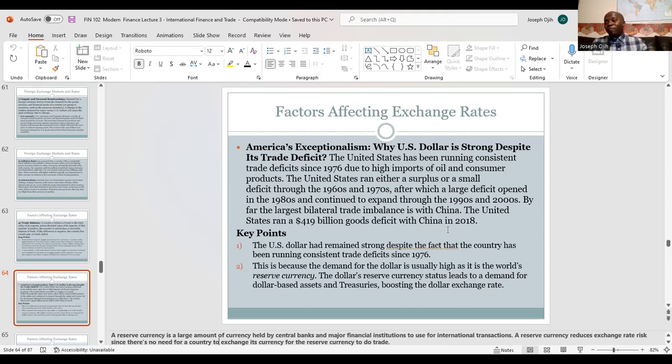Also, of course, there are other factors, like interest rates. We expect that the US will raise interest rates during the Fed meeting on, I think, the 22nd of this month, I believe.